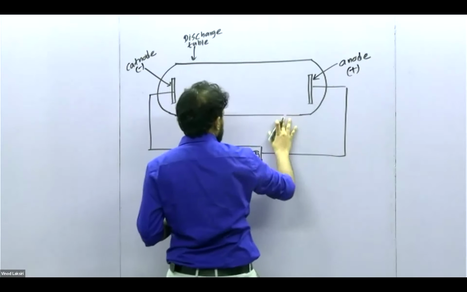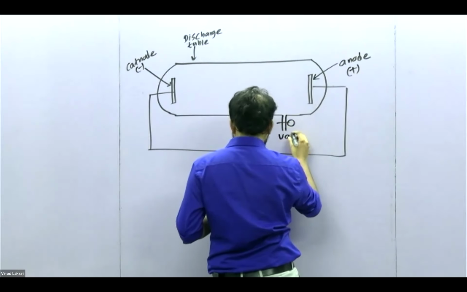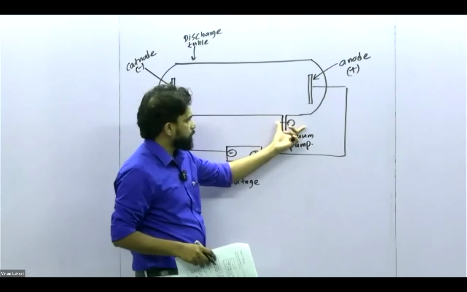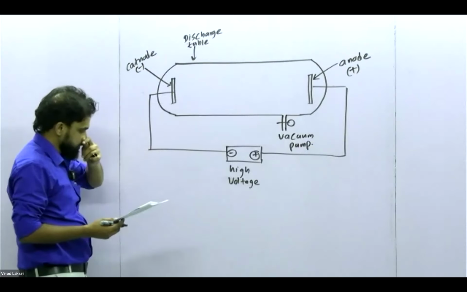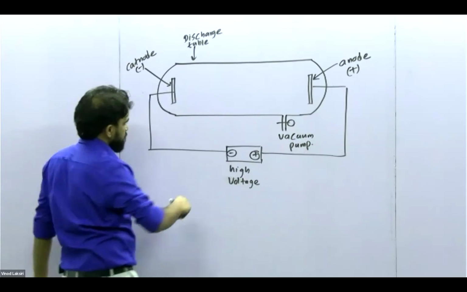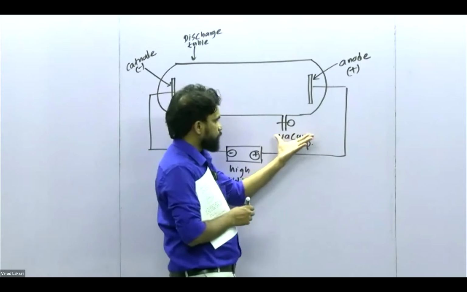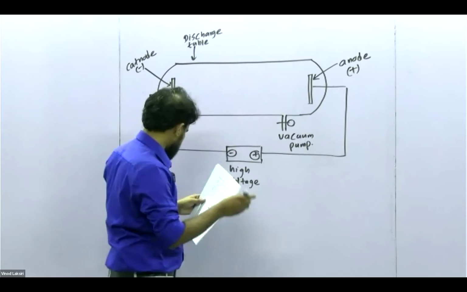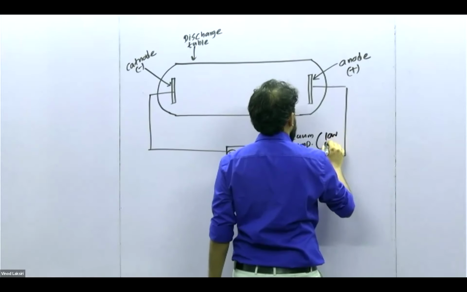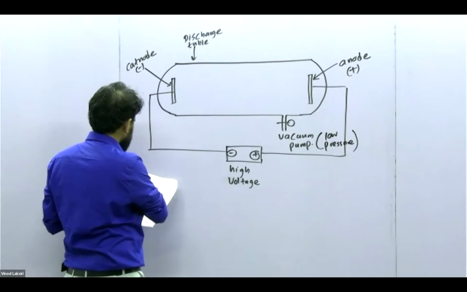So then there is a vacuum pump. By using this vacuum pump, we can control the pressure inside this discharge tube, right? So when using this vacuum pump, the pressure inside this glass tube should be decreased to low pressure, right?